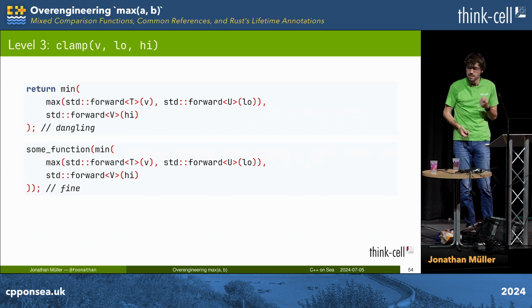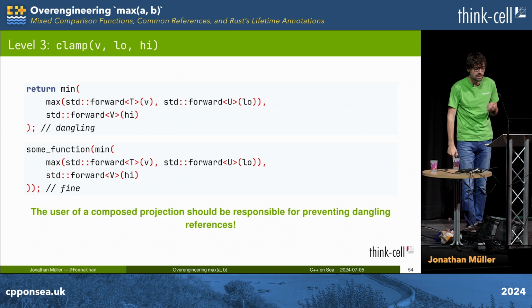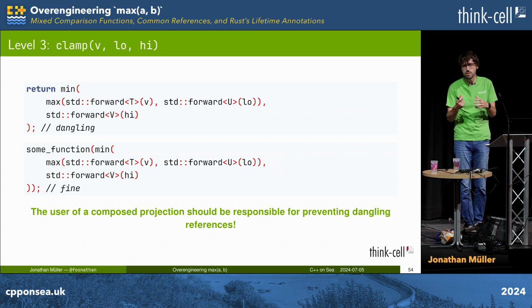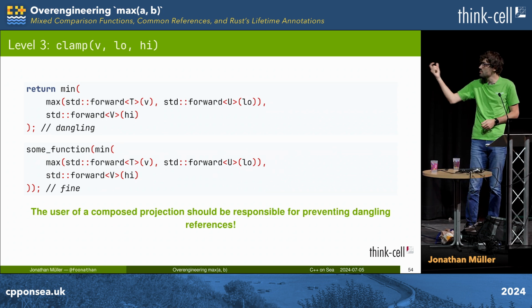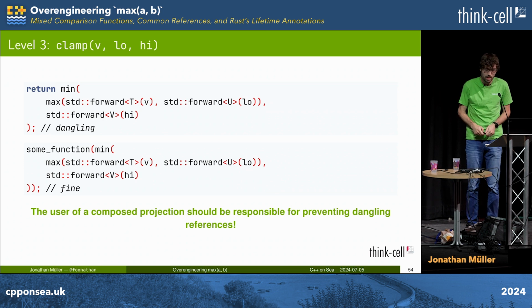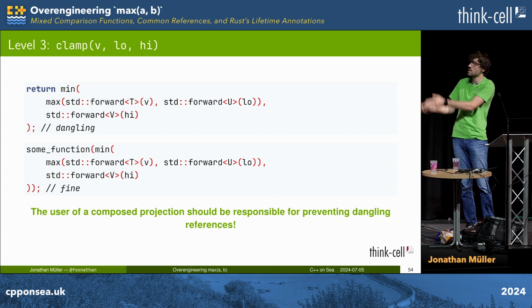So really, max and min are perfectly fine. It is the user of the composed projection, well, not the user, the implementer of the composed projection, that should be responsible for preventing it. Because at this point, we've got the information whether we need it or not.